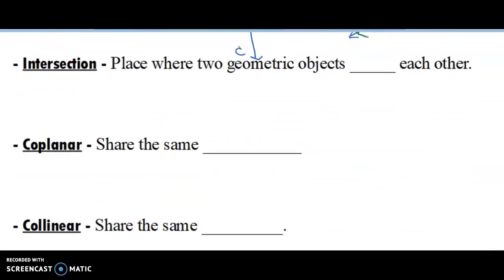All right, intersection, you should have heard this before. It's a place where 2 or more geometric objects meet each other or cross each other or connect to each other, whatever you want to say. 2 things that are coplanar share the same plane or they lie on the same plane.